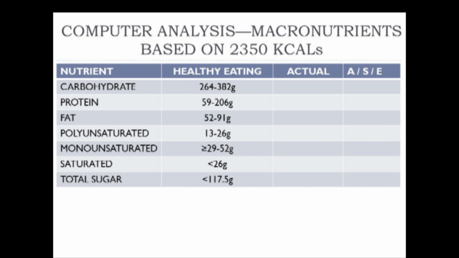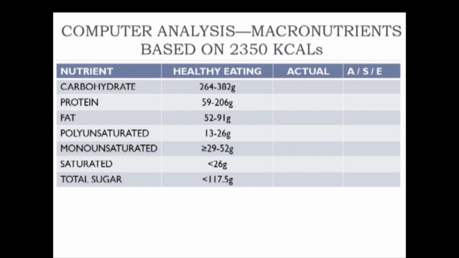Let's do the upper range. 0.65, because that's 65%, times 2,350. That gives us 1,528 calories. Divide that by 4, because there's 4 calories per gram, and we get an upper limit of 382 grams. You can do the same thing with protein, and you can do the same thing with fat, remembering to divide by 9. And you can do the same thing with the polyunsaturated, monounsaturated, and saturated fats, remembering that these are all fats. So when you're doing the division, it's important to divide by 9.